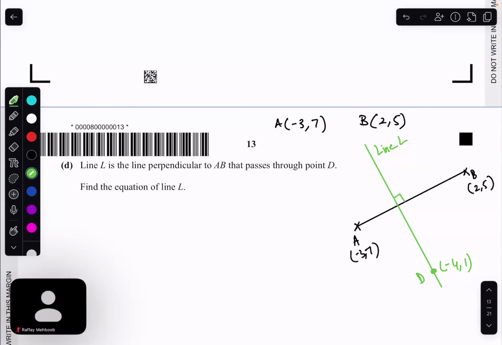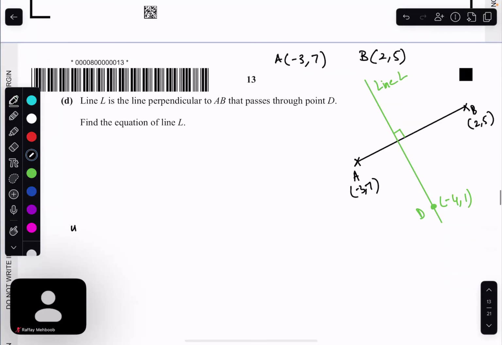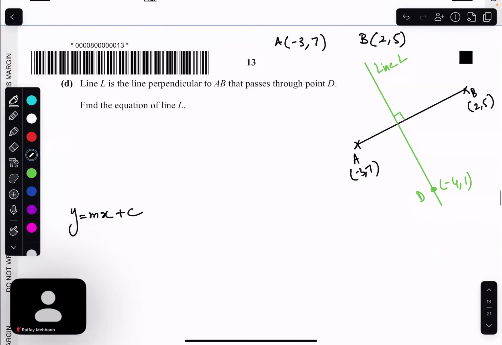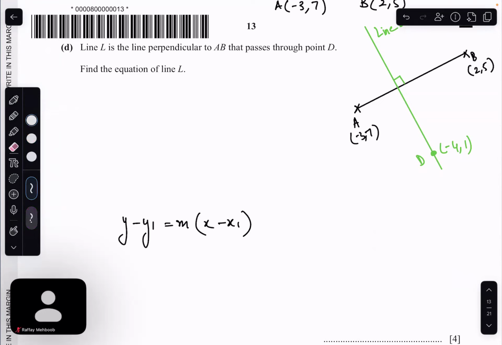So now to figure out the equation of a line, we have two options. Y is equal to mx plus c, if we know the y-intercept. If we don't know the y-intercept, I can use y minus y1 is equal to m times x minus x1. For this, we should have the gradient.